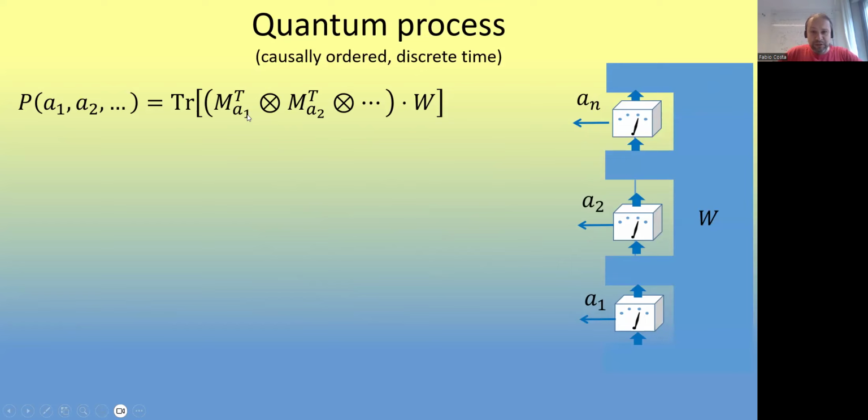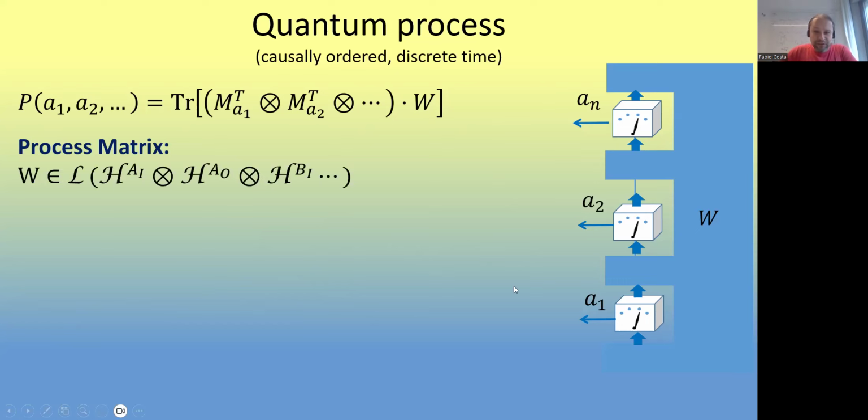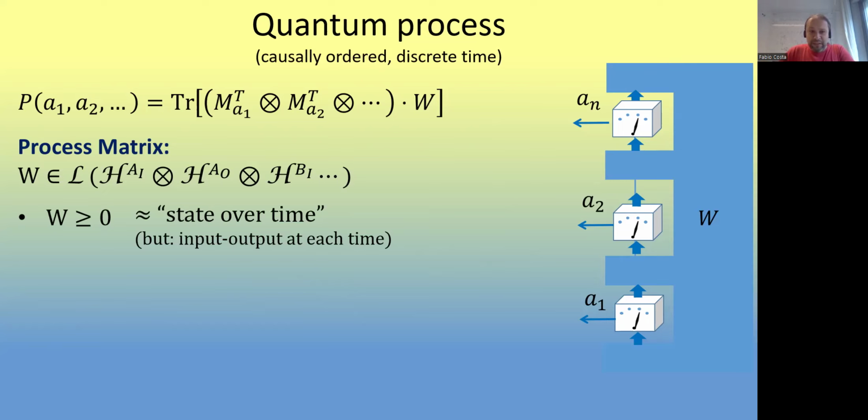So you take the tensor product of all your CP maps at time 1, time 2, time n, the Choi-Jamiołkowski representation, and then you trace them with this object W, which is called the process matrix. Now this W lives in the tensor product of input and output spaces at all different times. And it has the following properties. It is positive semi-definite. And so in a sense, we can actually regard it as a kind of state over time. Now, I said earlier that we are not allowed to talk about state over time, but now we obtain a slightly different picture. At each time, we have both an input and an output space, which allow us to model arbitrary operations.